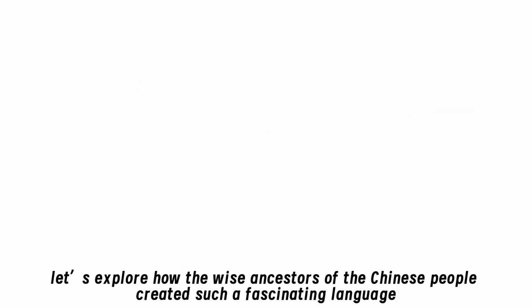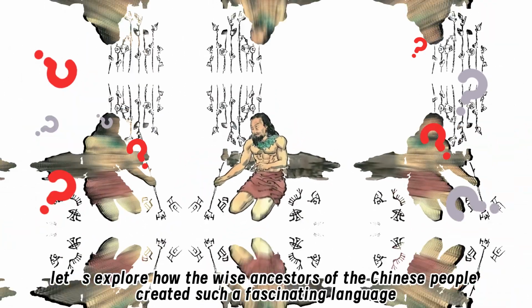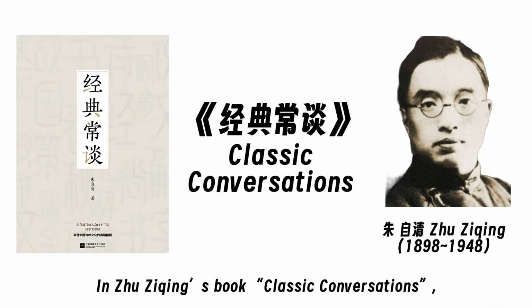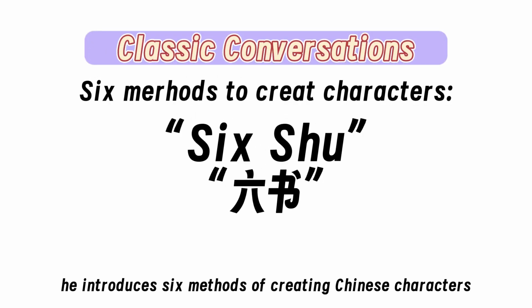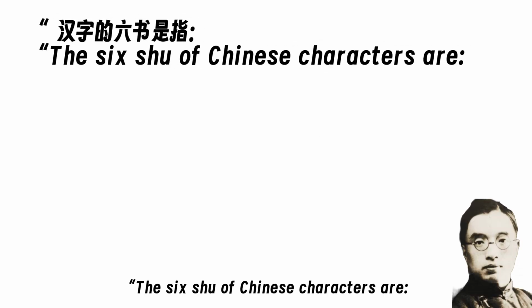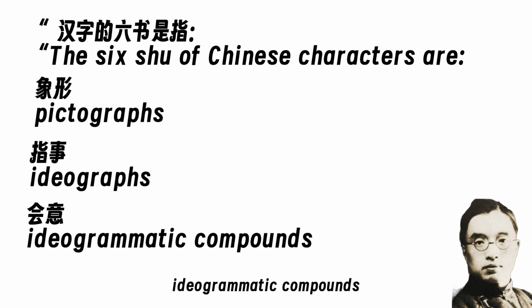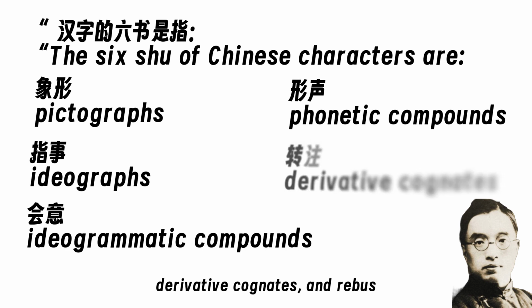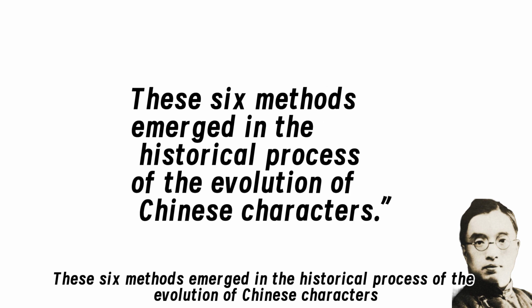Now, let's explore how the wise ancestors of Chinese people created such a fascinating language. In Zhu Ziqing's book, Classic Conversations, he introduces 6 methods of creating Chinese characters, called Six Shu. He writes, the 6 Shu of Chinese characters are pictographs, ideographs, ideogrammic compounds, phonetic compounds, derivative cognates, and rebus. The 6 methods emerged in the historical process of the evolution of Chinese characters.